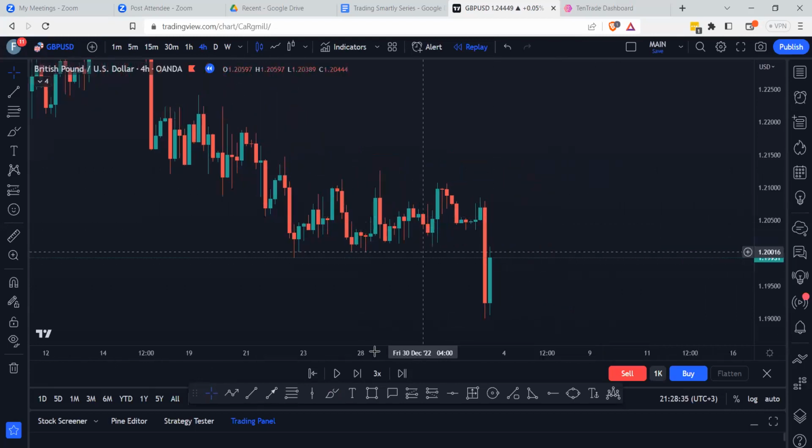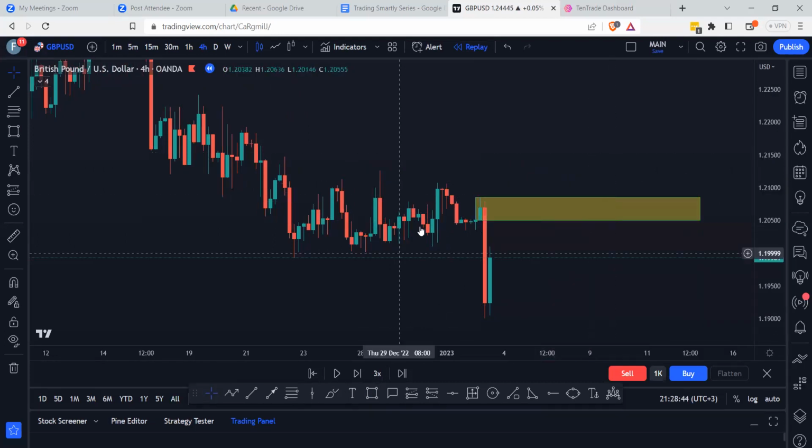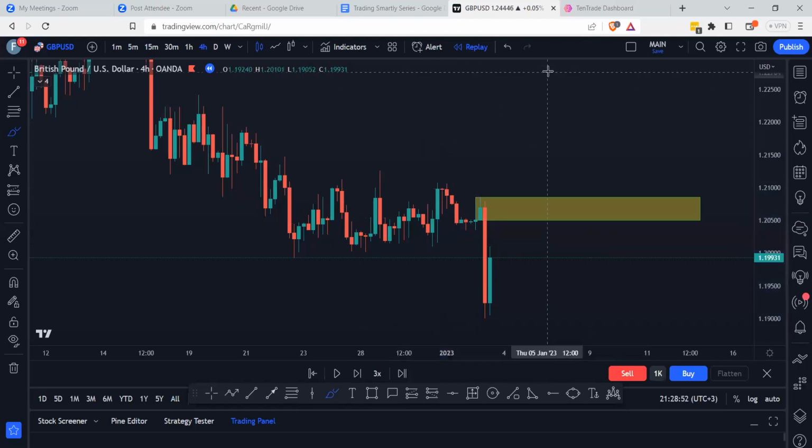All right, so I can take this resistance zone, this one over here. I can take this whole one. You can see this move. Price came up here and suddenly went down. The last bullish candle before the bearish move. If I take it, I'm going to highlight this like so.